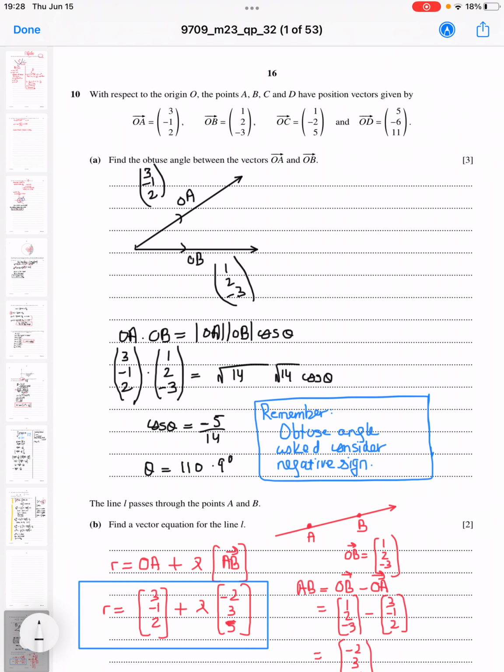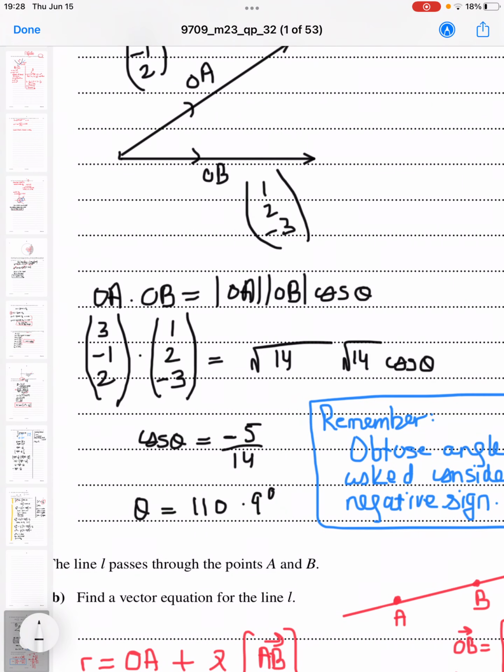In order to find the angle, we need to apply the scalar product. The scalar product is OA dot OB equals the magnitude of OA times the magnitude of OB times cos theta. OA is 3, minus 1, 2, and OB is 1, 2, minus 3. The magnitude of OA is square root 14, and the magnitude of OB is square root 14, so this becomes 14. The dot product is done by multiplying each element: 3 into 1 plus minus 1 into 2 plus 2 into minus 3, giving 3 minus 2 minus 6, which is minus 5. So that would give us cos theta as minus 5 over 14.